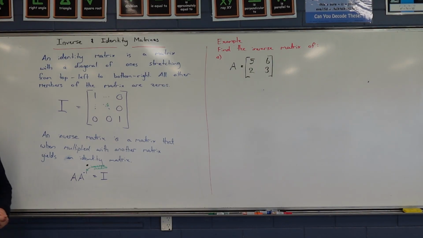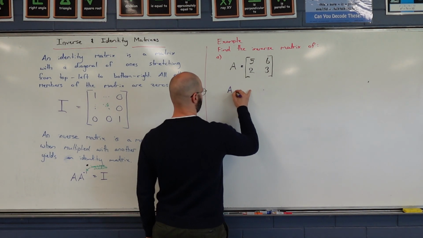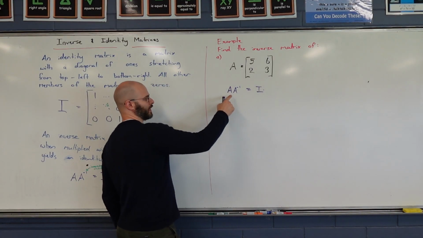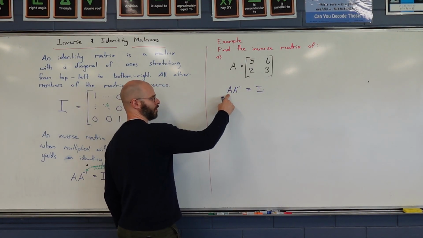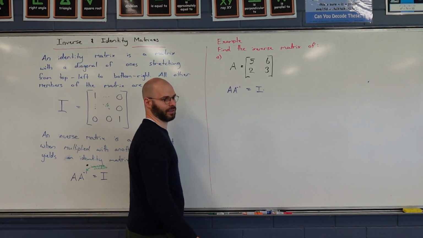What is the relationship, Harrison? The multiplication, so pre-multiplier of A with the post-multiplier of the inverse of A gives us the identity matrix.